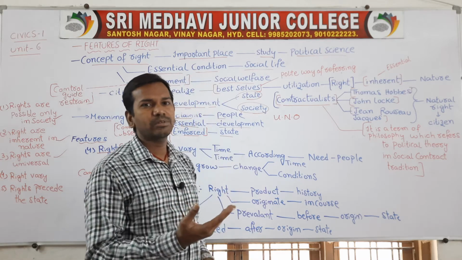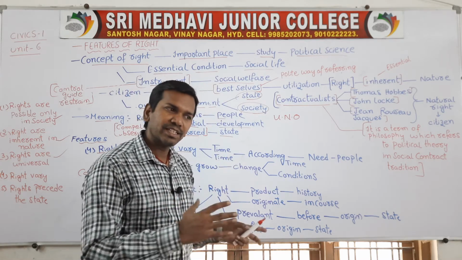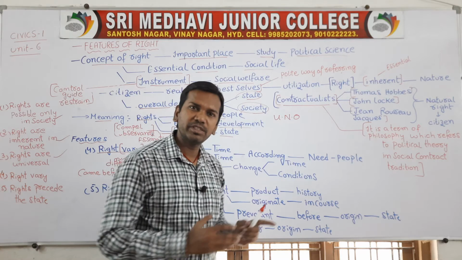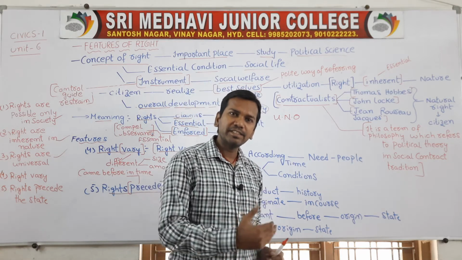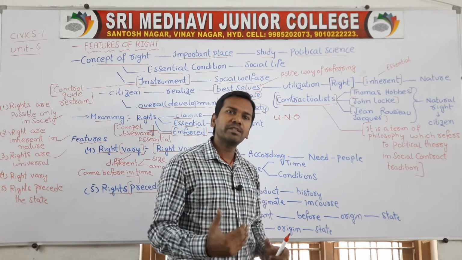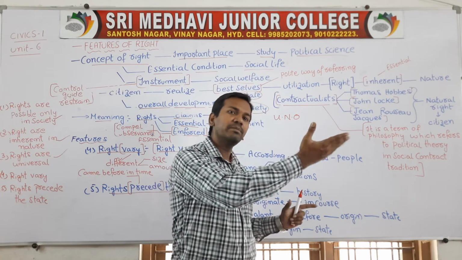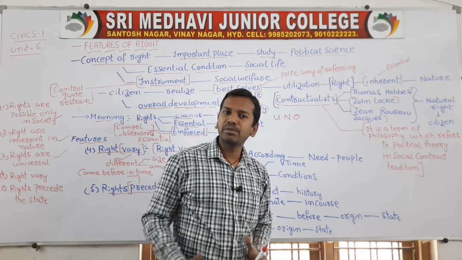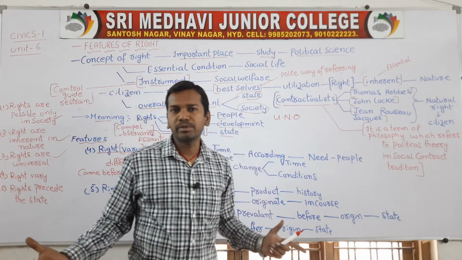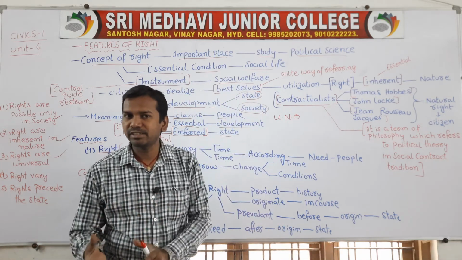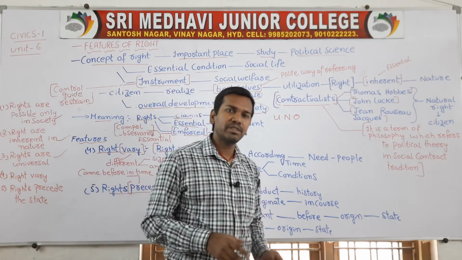In the ancient time also rights were there, but the difference is that these rights were enjoyed by only a few people. Few citizens enjoyed the rights in the ancient time, but in the modern time the difference is that the rights which were enjoyed by a few citizens in the ancient time were given to all, applicable to all the people. Those rights have become universal rights. That is the only difference between the points.